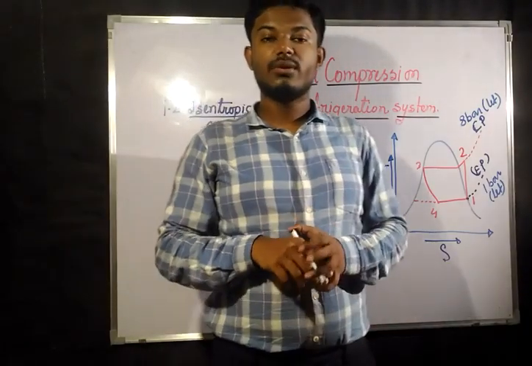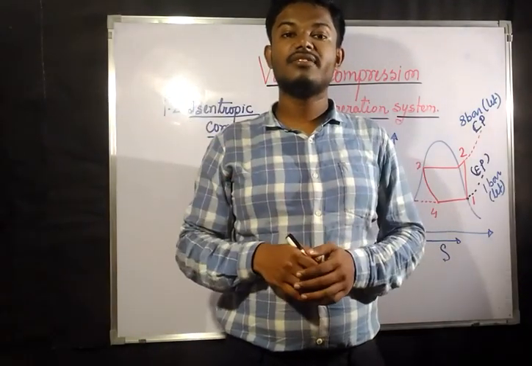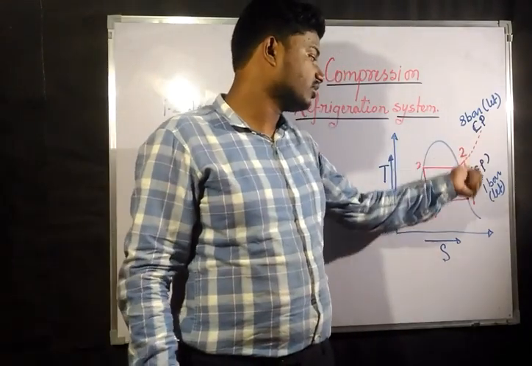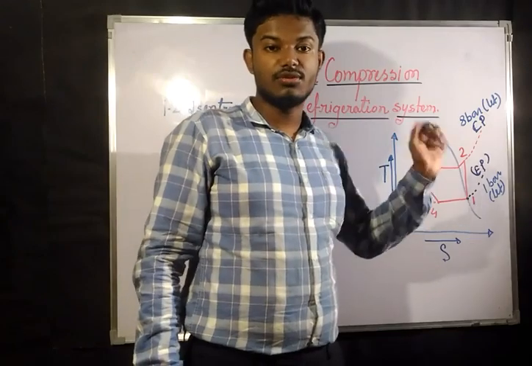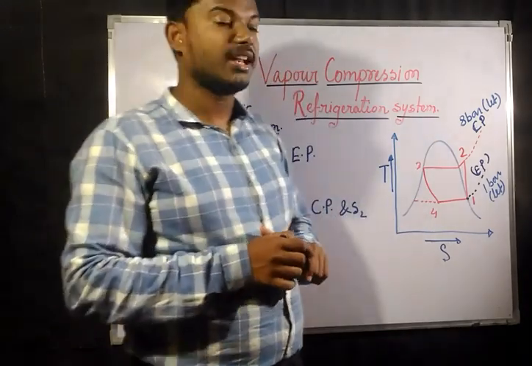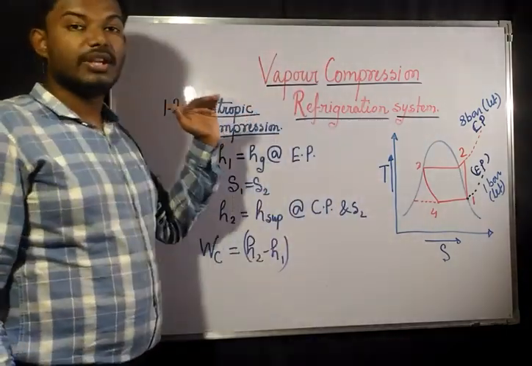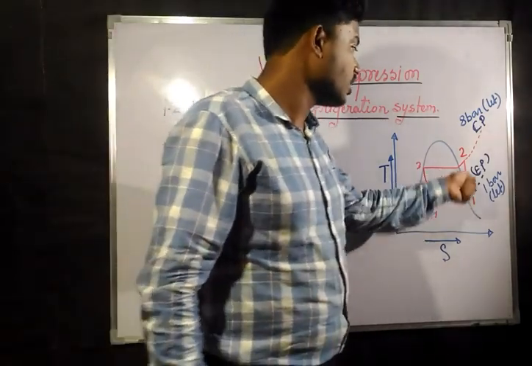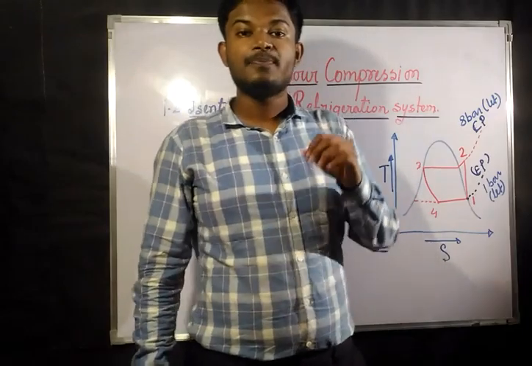In this lecture we are going to do the analysis of the vapor compression refrigeration systems. We are going to analyze each and every process, 1 to 2, 2 to 3, 3 to 4. So the first process which we are going to analyze is 1 to 2, that is isentropic compression. The process 1 to 2 is now being analyzed.